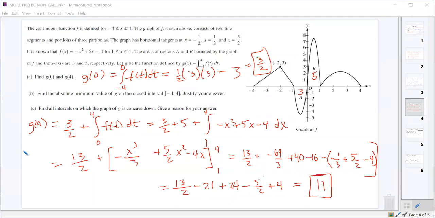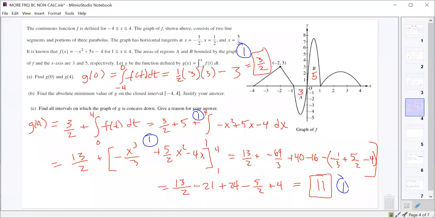Good or no? Great. And that was worth 4 total points. 1 for this, 1 for splitting this up into 2 integrals, 1 for the correct antiderivative, 1 for the final value. Good or no? Yeah, everyone's good?